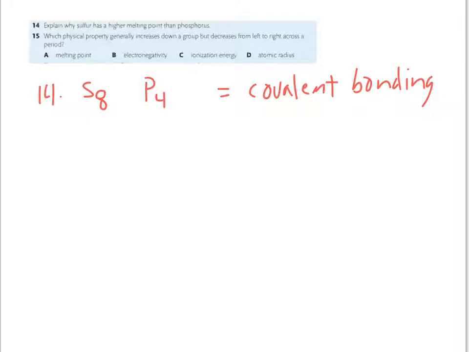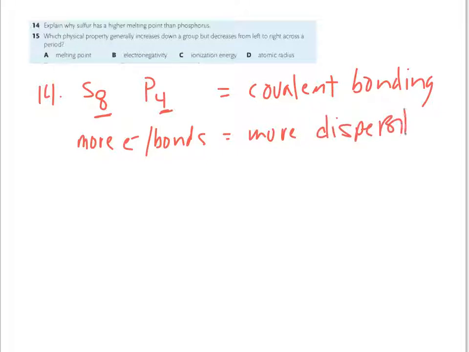So really, it's a matter of who's going to have more opportunity for temporary dipoles or dispersion forces. And because sulfur has 8 atoms versus the 4, there's going to be a lot more electrons, more bonds equals more chance of temporary dipoles and dispersion forces developing. And more dispersion forces will hold it together more tightly.